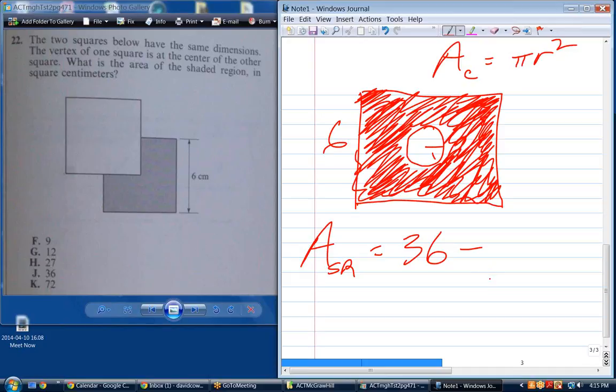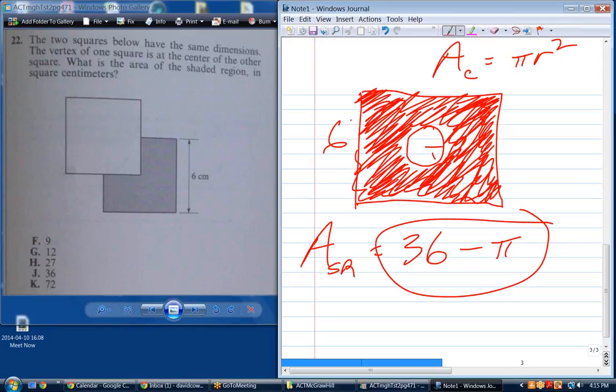3.14 times. Now leave it in pi. Leave it in pi. Don't convert pi. On the ACT test in general, you almost never have to convert pi. So then it would just be 1 pi. Right. So that would be the area of the shaded region, 36 minus pi.